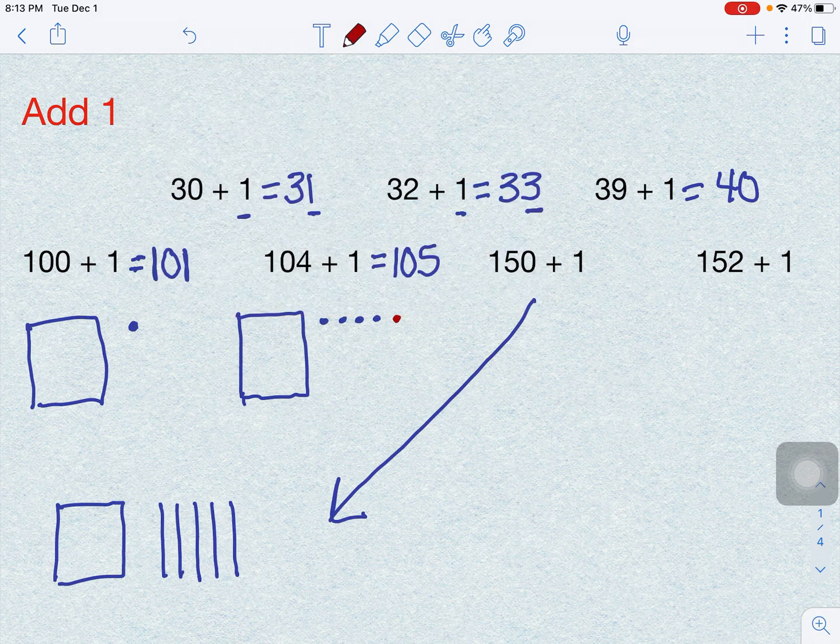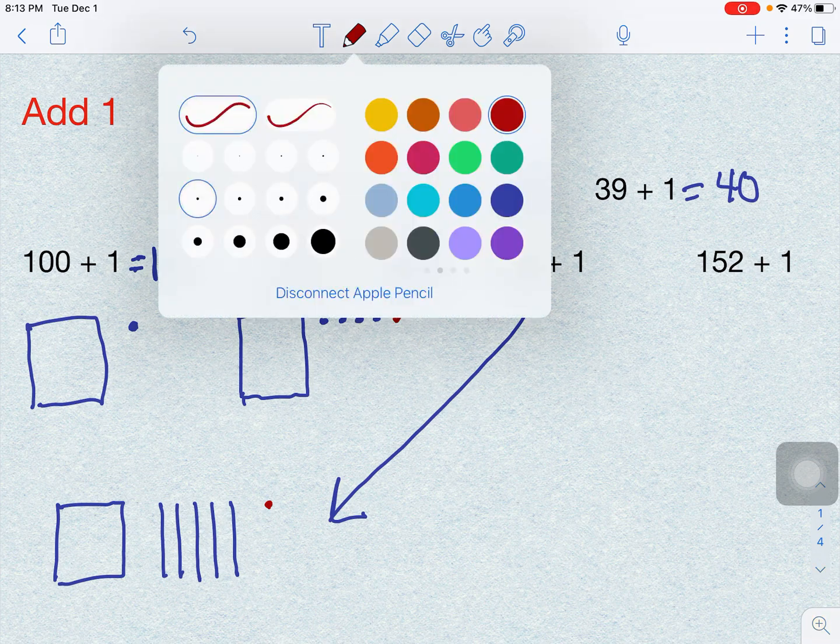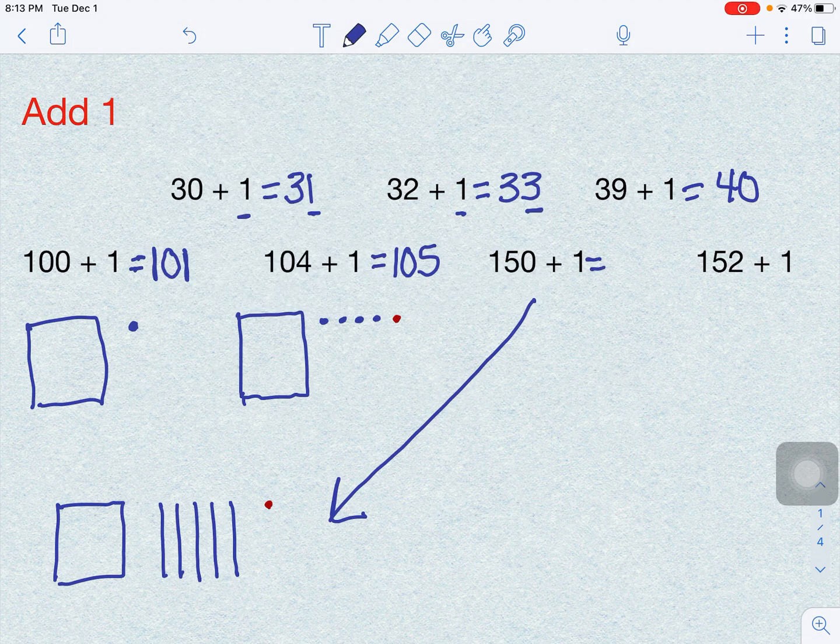I'm going to add my new 1, and now I have 151. And this last one here, now let me see. If I have 152 and I'm going to add 1 to it, what do you think I'm going to have? That's right, 153. All right, excellent work, excellent work.